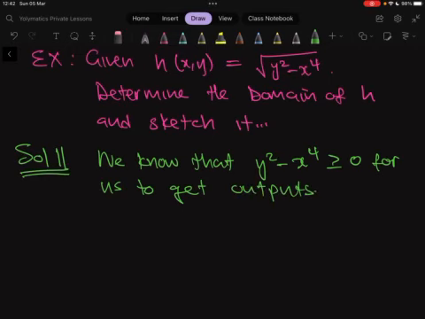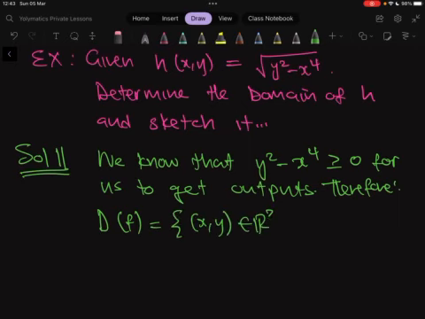You see, so that's what we know. We know that y squared minus x^4 must be greater than 0 for us to get output. So therefore, we can immediately see that the domain that we're looking for, the domain of f, is just all points (x, y), elements of R squared, such that y squared is greater than x^4, like that. So this is what we obtain.